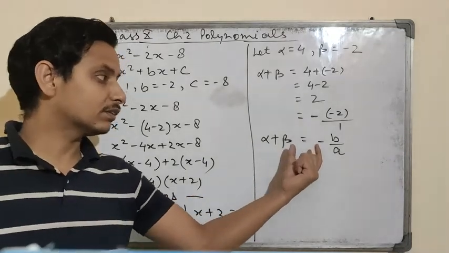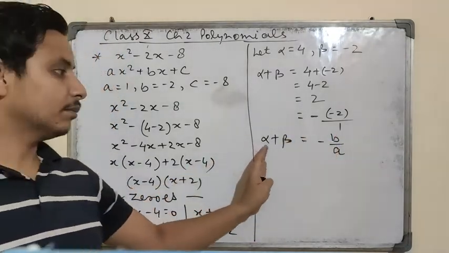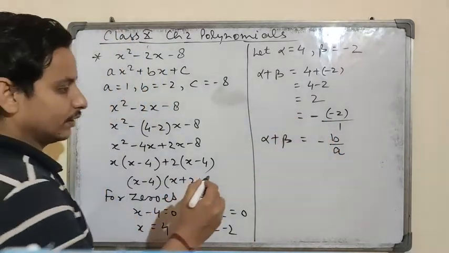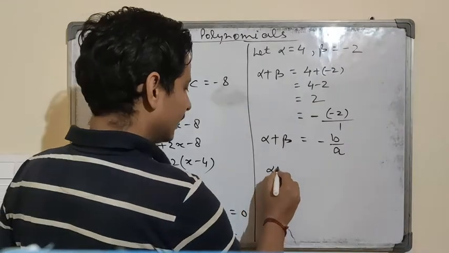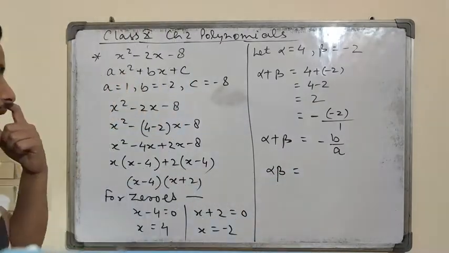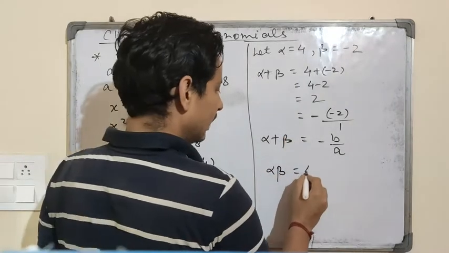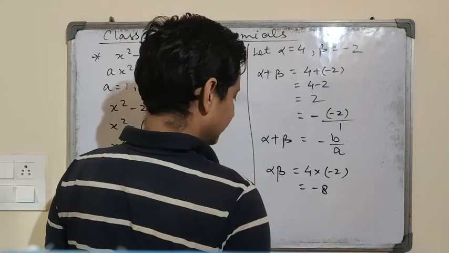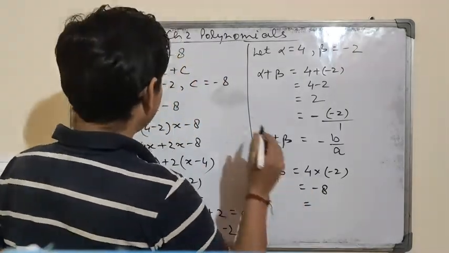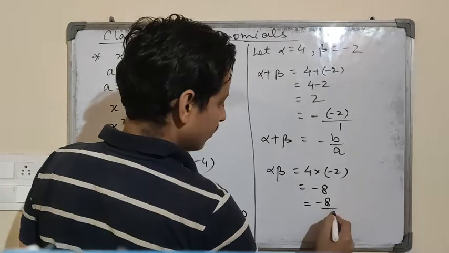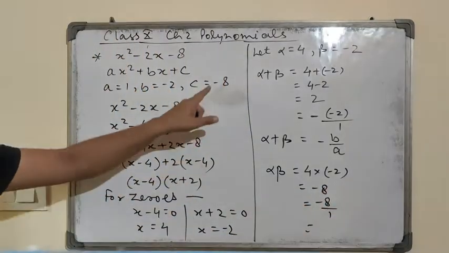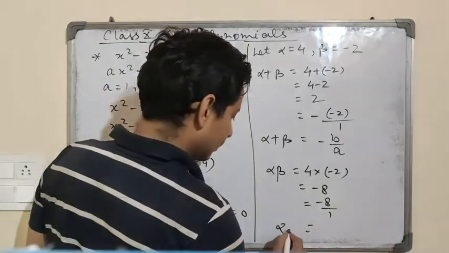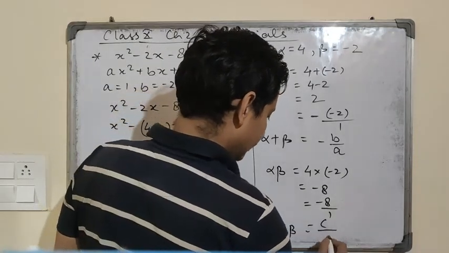It means sum of zeros equal to minus b upon a. इसका मतलब ये है कि sum of zeros क्या है? minus b upon a. अब हमें क्या करना है? product of zeros find करना है. Now alpha beta, that is product of zeros. अल्फा हमारे पास क्या है? अल्फा इज 4 एंड बीटा इज माइनस 2. 4 times minus 2 is minus 8. अल्फा बीटा आई कैन राइट इट as minus 8 अपॉन 1. मैं इसको माइनस 8 अपॉन 1 रख सकता हूँ. c अपॉन a, माइनस 8 इज c और a इज 1. तो अल्फा बीटा इक्वल टू c अपॉन a.